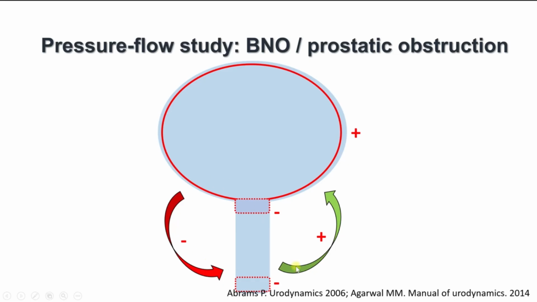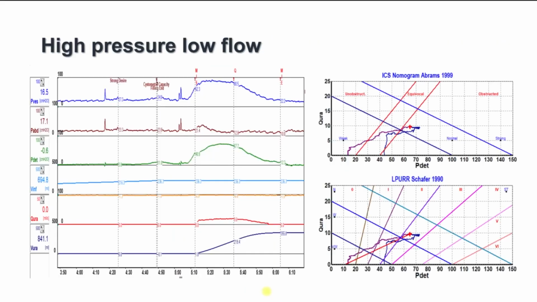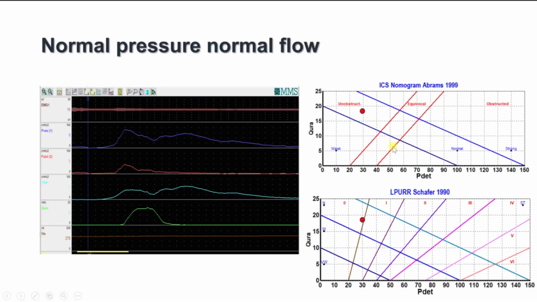However, these secondary reflexes, which affect the function of the sphincter and bladder, are intact. So what is happening in these cases? You have high pressure, low flow, but the reflex is normal, so the detrusor contraction is a very smooth bell-shaped pattern. And in these Schaefer and ICS nomograms, you can see that you have a normal detrusor function and obstructed outflow. In this situation also, flow is very good. The pressures are quite low.